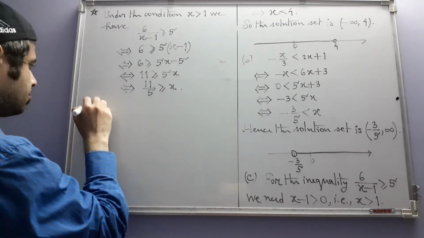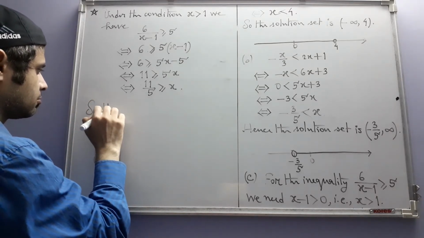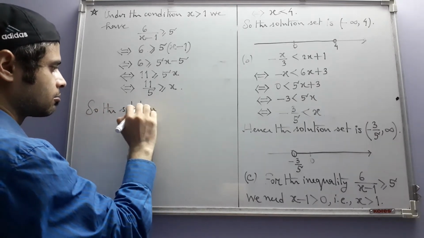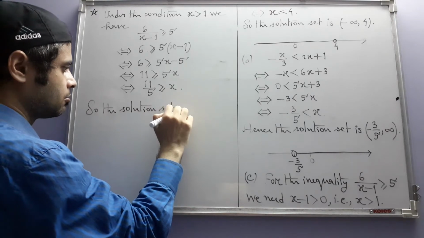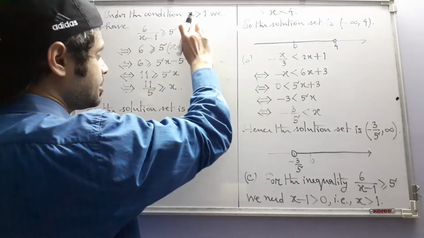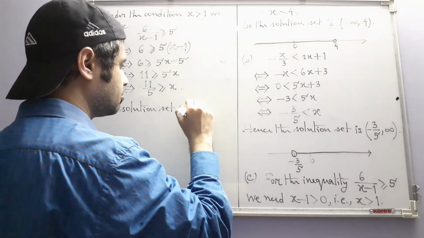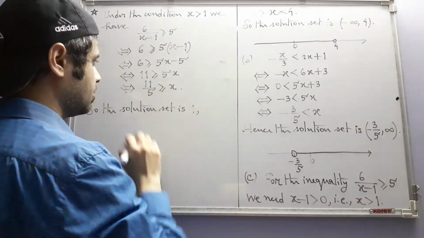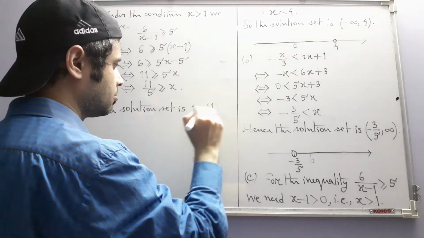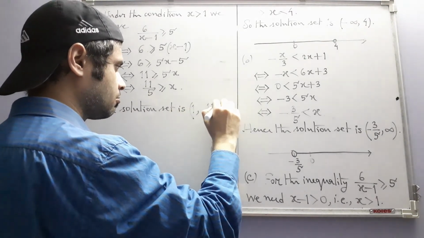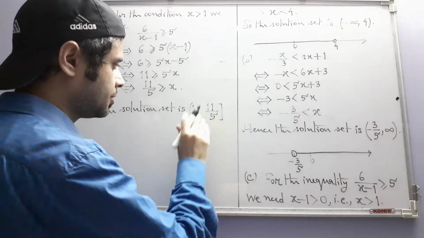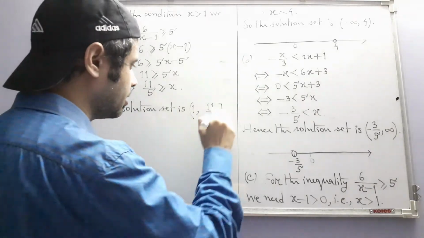So here the solution set is x is greater than 1 and x is less than or equal to 11 by 5. So this is the solution set. It's not a ray, it's a finite interval.